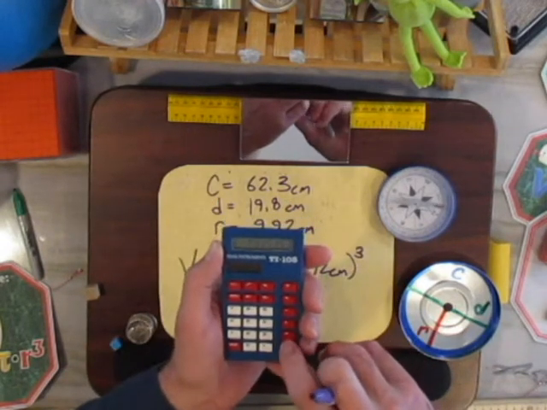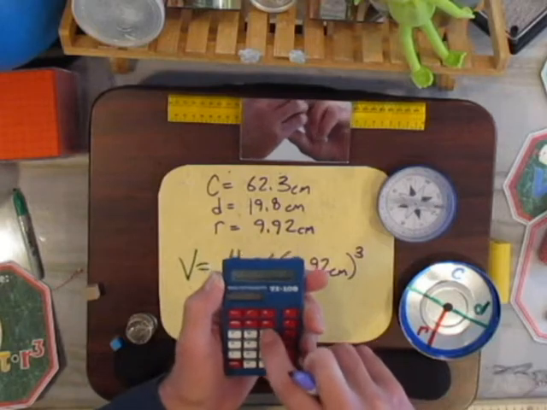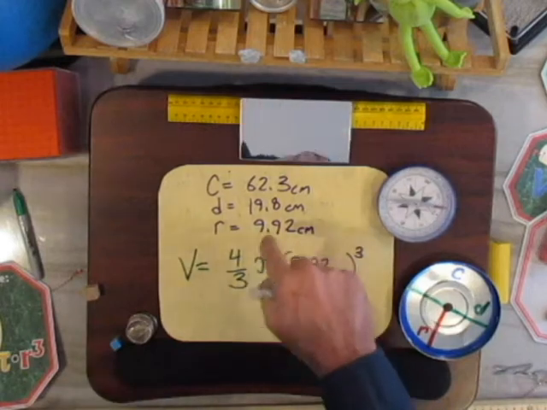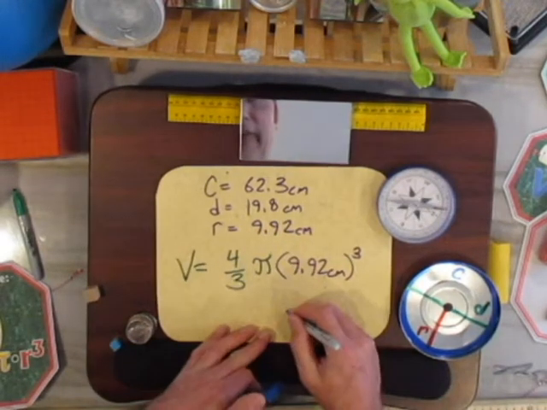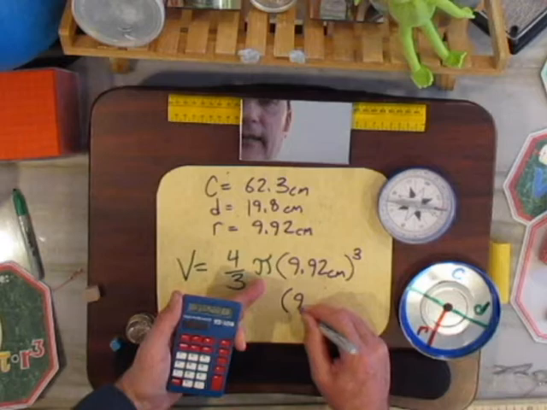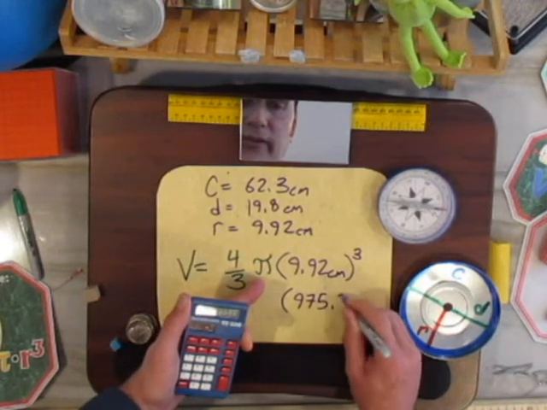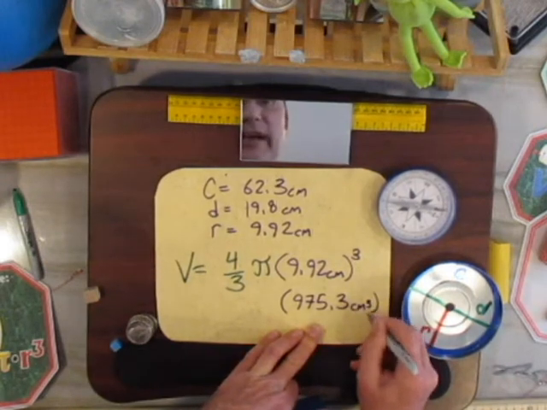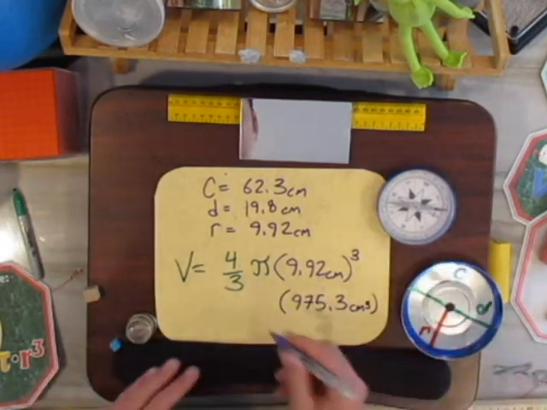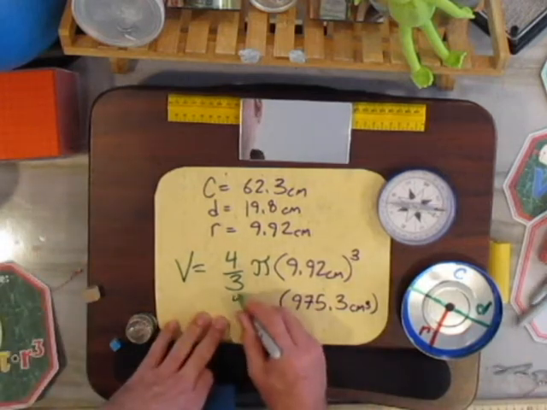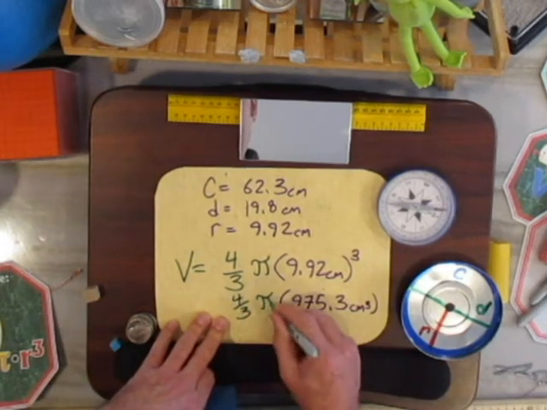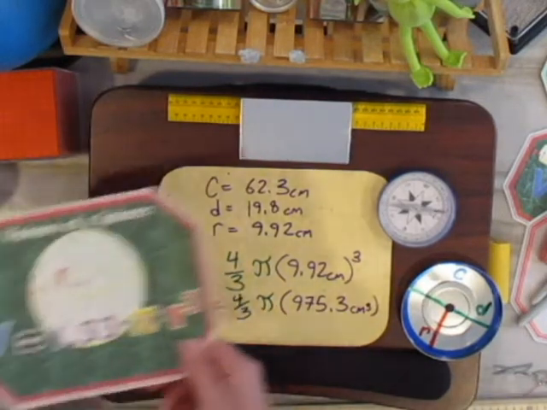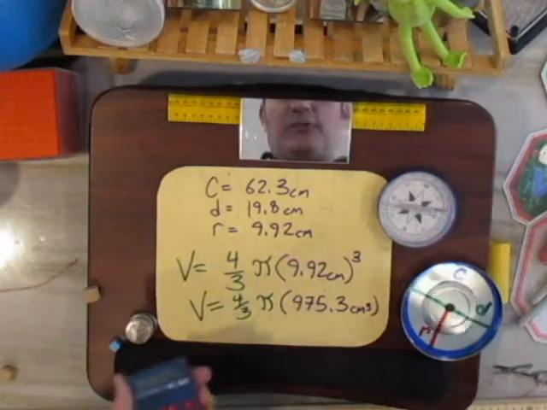Now when you cube a number, that's why I kept that extra digit, because it makes a bigger difference. 9.92 times 9.92 times 9.92, so that's cubing. And what I get there is 975.3 centimeters times centimeters times centimeters, centimeters cubed, right? And of course, 4/3 and pi, those are the same. That's my volume, and that's the volume of a sphere. I could put a sub s there, like I sometimes do. But isn't that beautiful? And so now let's multiply those together.